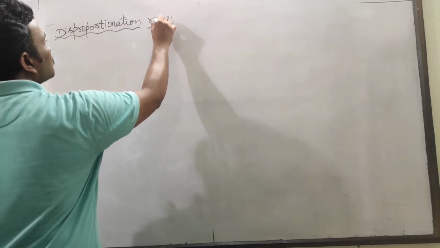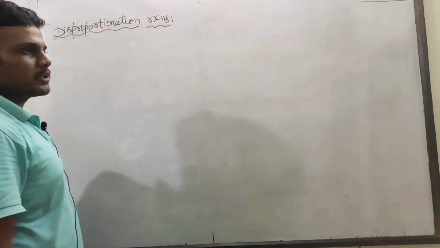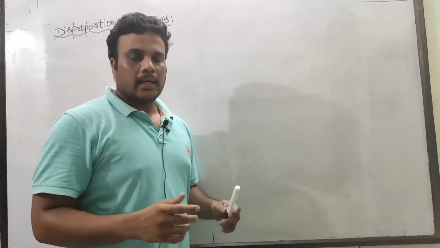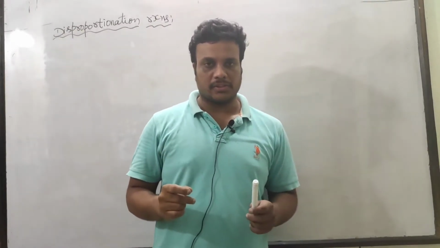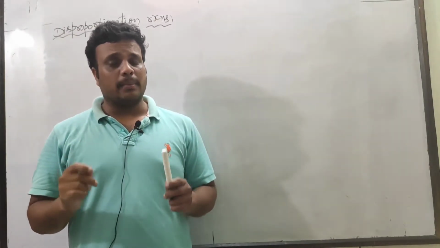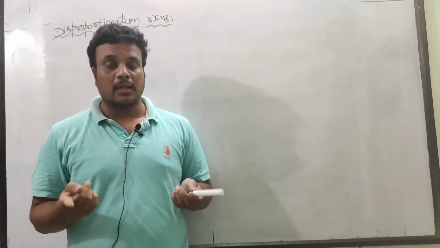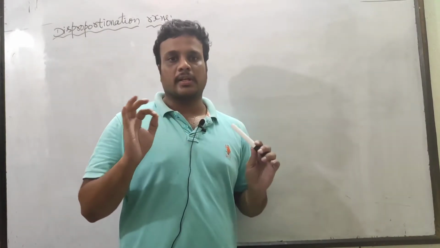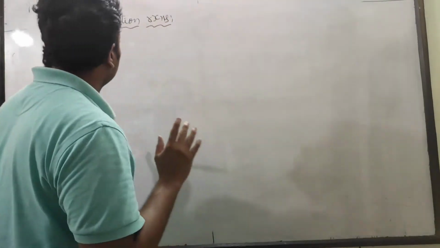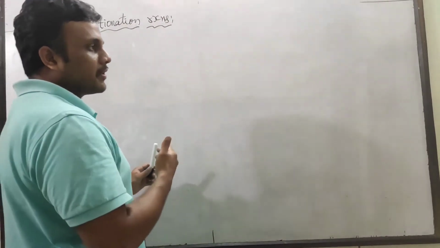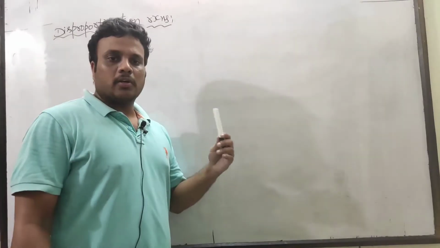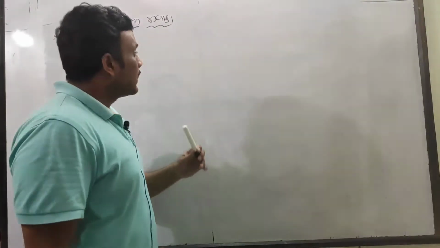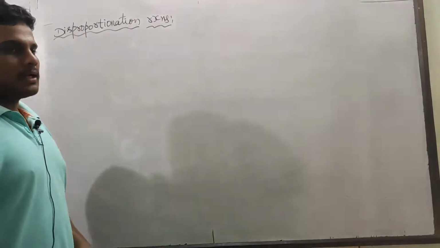Disproportionation reactions. What are disproportionation reactions? These are a kind of redox reaction in which a single element undergoes both oxidation and reduction. The same element undergoes both oxidation and reduction simultaneously. So that is a disproportionation reaction. This is the difference between an intramolecular redox reaction and a disproportionation reaction.